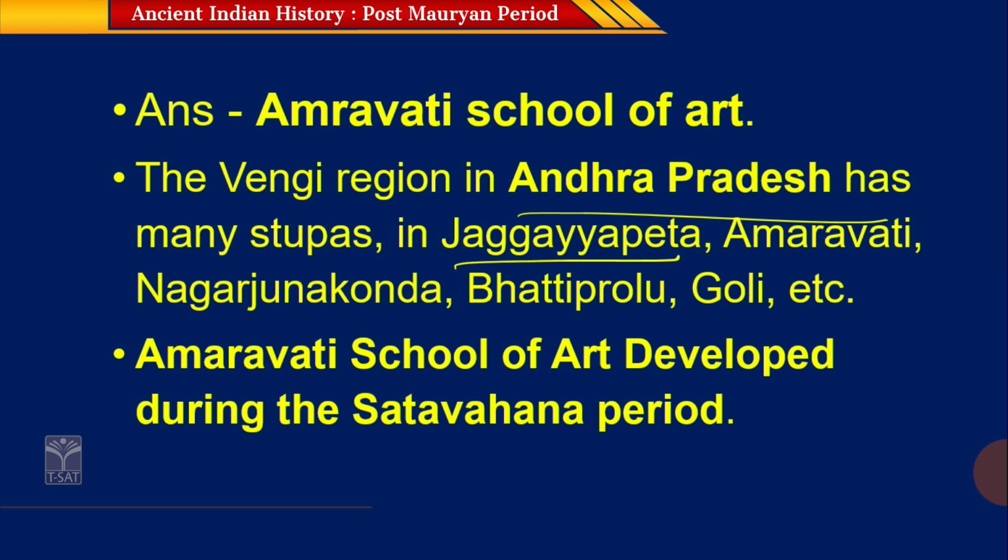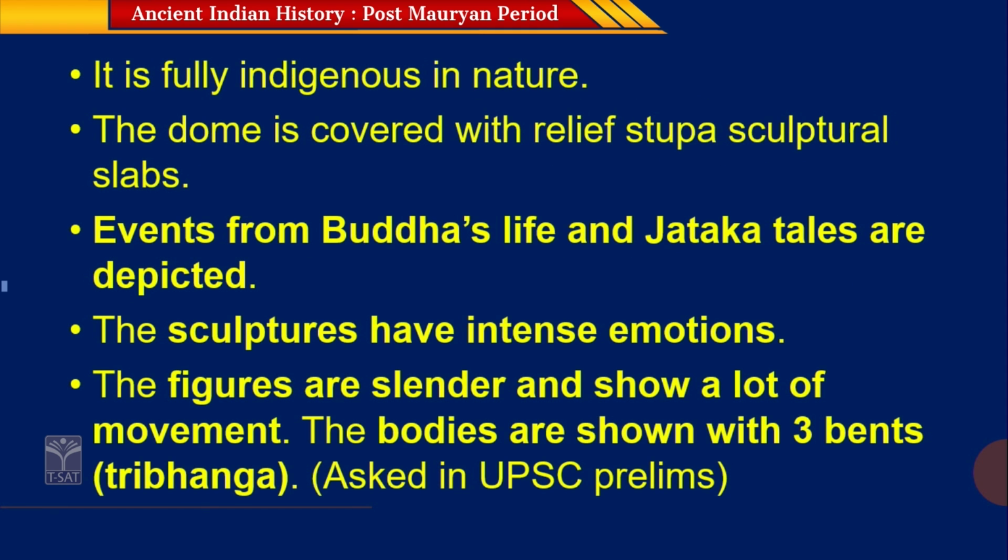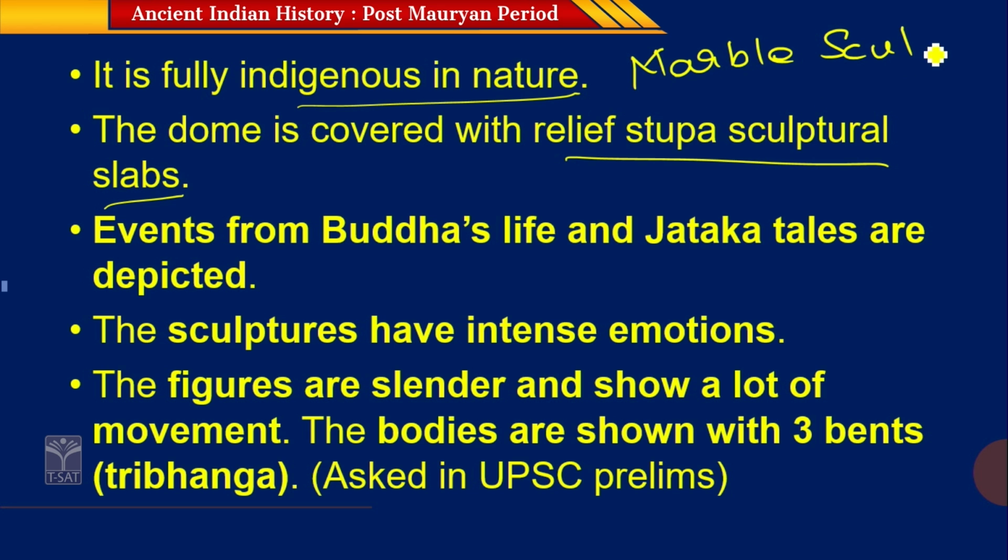Vengi region is in Andhra Pradesh, mainly Jaggayapeta, Amaravati, Nagarjunakonda, Bhattiprolu and Goli region. Amaravati school developed in the same period as Gandhara and Mathura, but this was fully encouraged by Shatavahanas and Ikshvakus. Ikshvakus were the successors of Shatavahanas in Andhra region. Amaravati school, fully indigenous in nature. Here also covered with relief, sculptural stupa slabs. In fact, you do not have Buddha's images, but rather marble sculptures of Buddha in Amaravati.